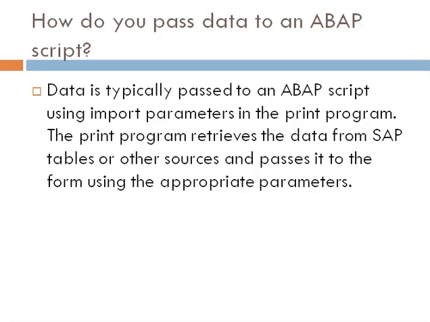How do you pass data to an ABAP script? Answer. Data is typically passed to an ABAP script using import parameters in the print program. The print program retrieves the data from SAP tables or other sources and passes it to the form using the appropriate parameters.